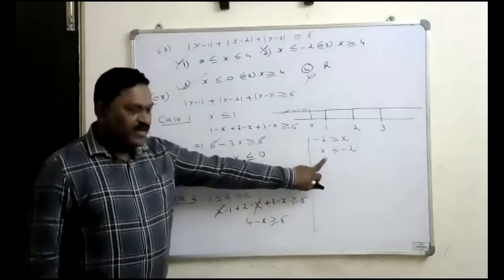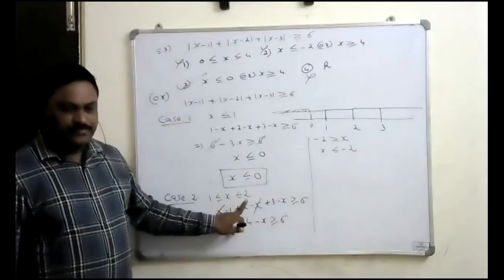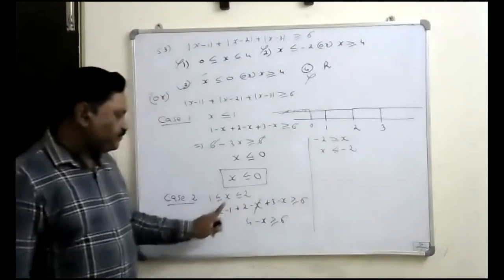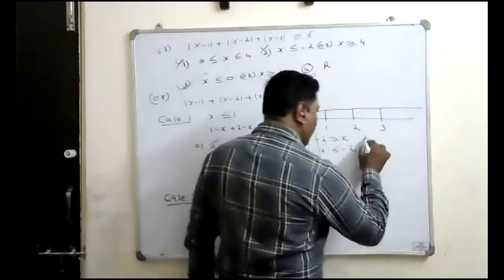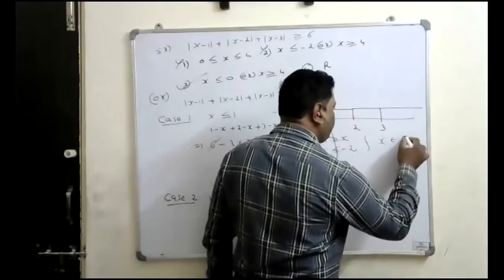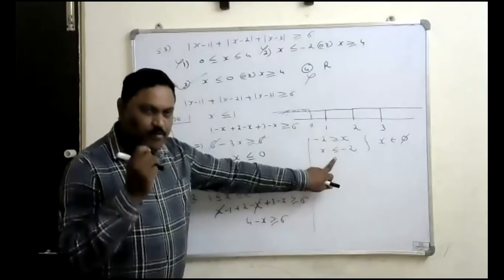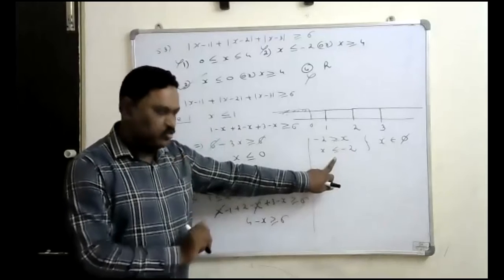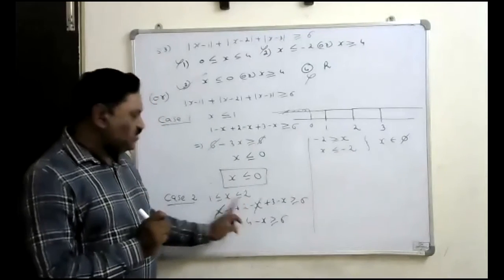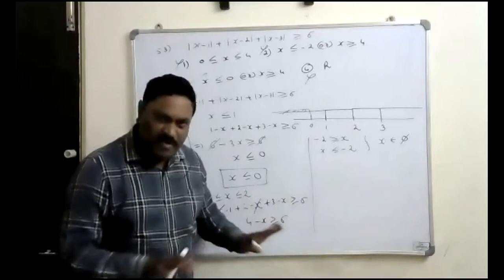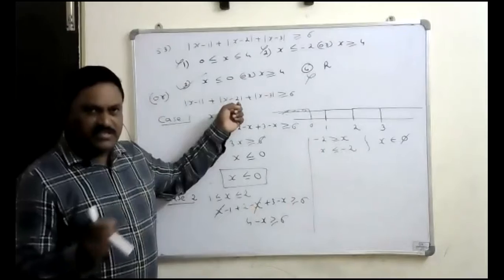Look here: x is less than or equal to minus 2, and x is going to lie between 1 and 2. Is there any common value between the two? No, there is no common value. That's why in this case x belongs to the empty set. It says we have to take x smaller than minus 2, and it also says x between 1 and 2. There are no common values at all, so in this case the equation will not have roots.